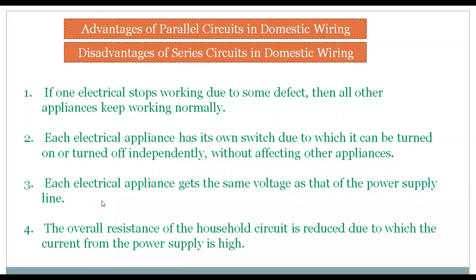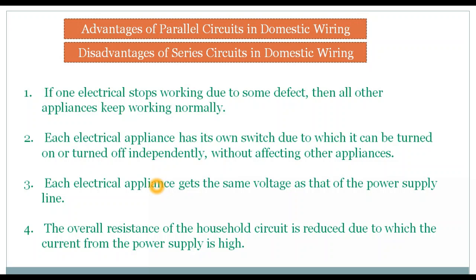Then the third one is each electrical appliance gets the same voltage as that of the power supply line. What happens in case of parallel circuits? We also saw that the same voltage will move across all the resistances. So all the appliances will work properly because they are getting the same voltage. So if bulbs are connected in parallel, they will get the voltage of, suppose, 220 volts of power supply and they will glow very brightly.